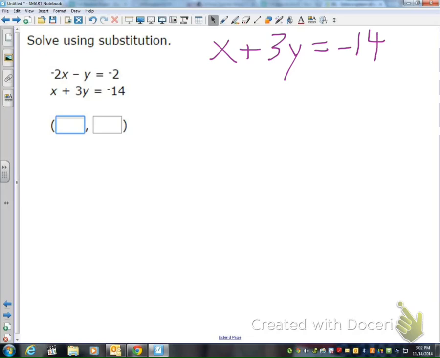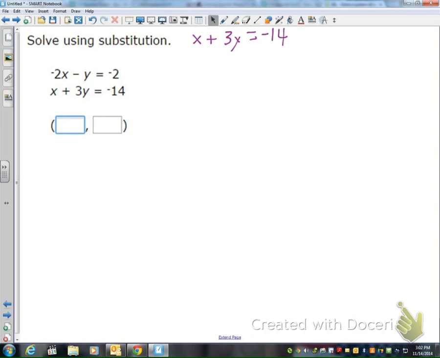So, just let me do this a little smaller. So I have x plus 3y equals negative 14.